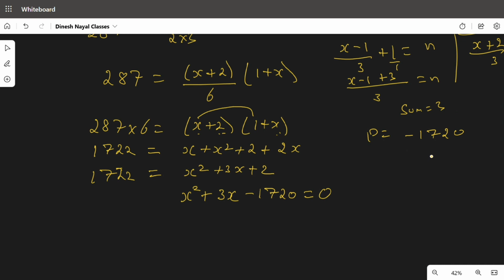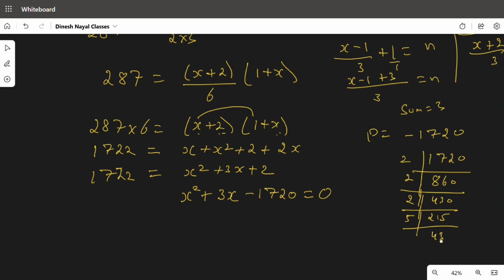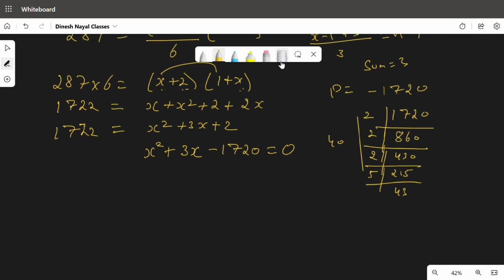So what we can do is start factorizing 1720. This goes by 2, which is 860. This again goes by 2, which is 430. This again goes by 2, which is 215. And this goes by 5. So 215 divided by 5 is actually 43. What is this number? 2 to the 4, 4 to the 8, 8 times 5 is 40. So you can see 40 and 43 are the two numbers.